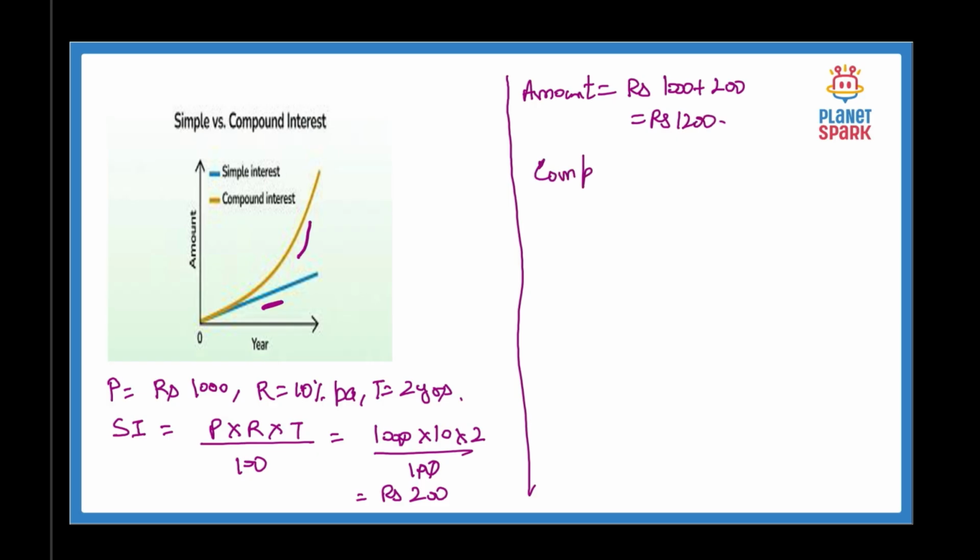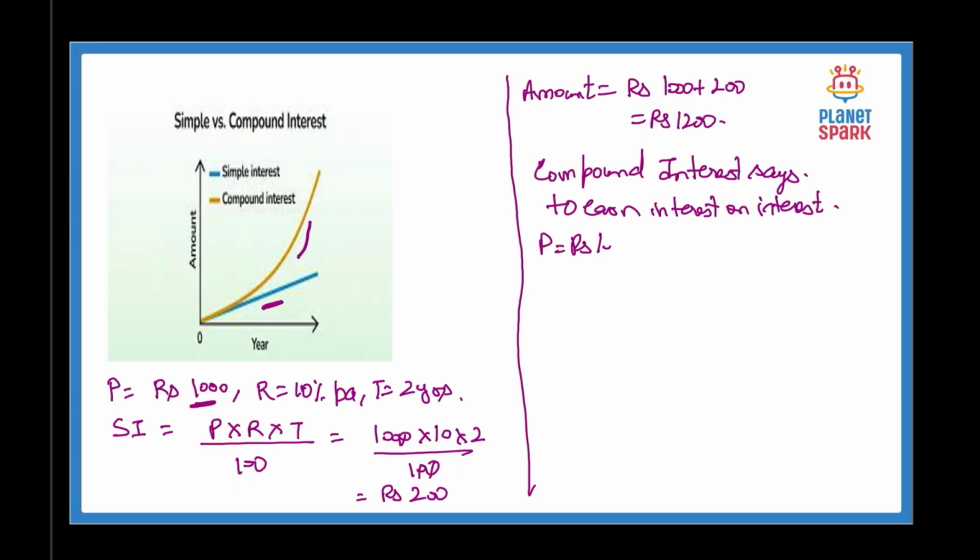But what if we have calculated it on compound interest? I told you every year the principal amount changes. Amount, principal plus interest, gives us the new principal amount. So in compound interest, again my principal is rupees 1000, rate is 10%, time is 2 years. Now the formula for amount in case of compound interest is A is equal to P bracket 1 plus R upon 100 raised to the power N.